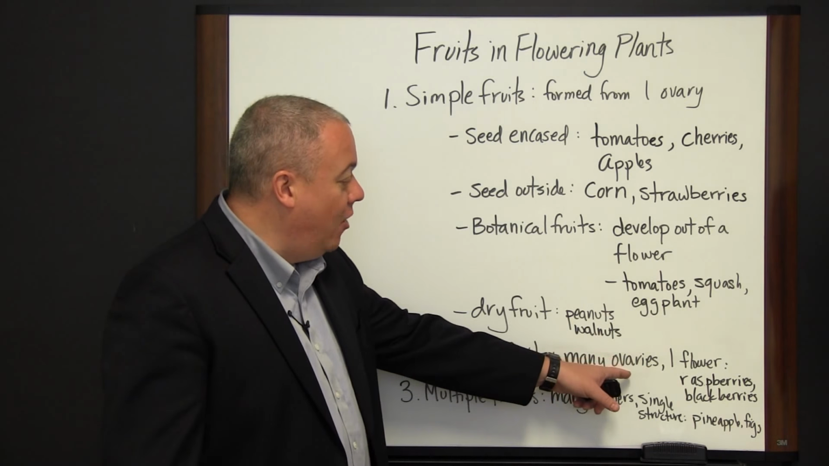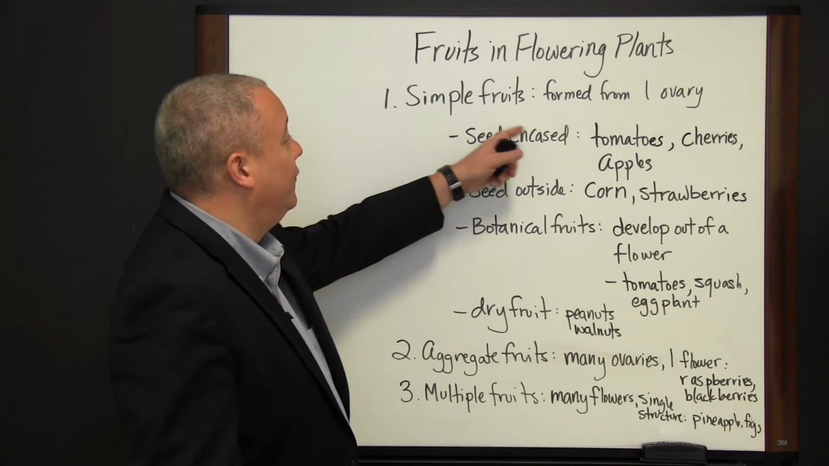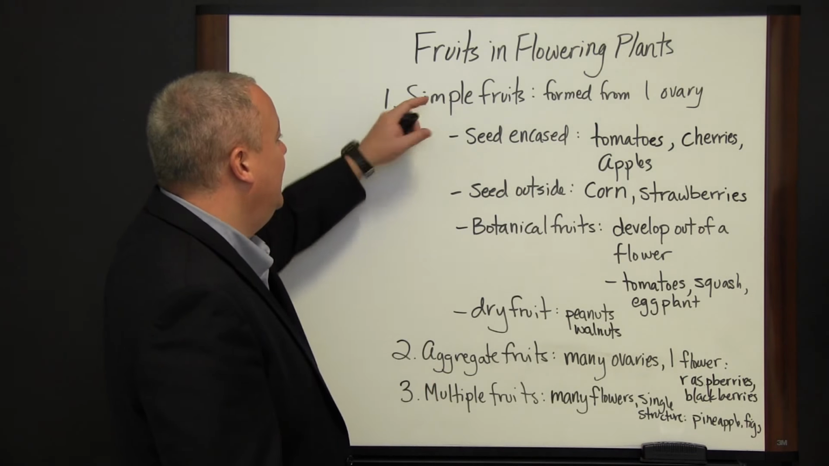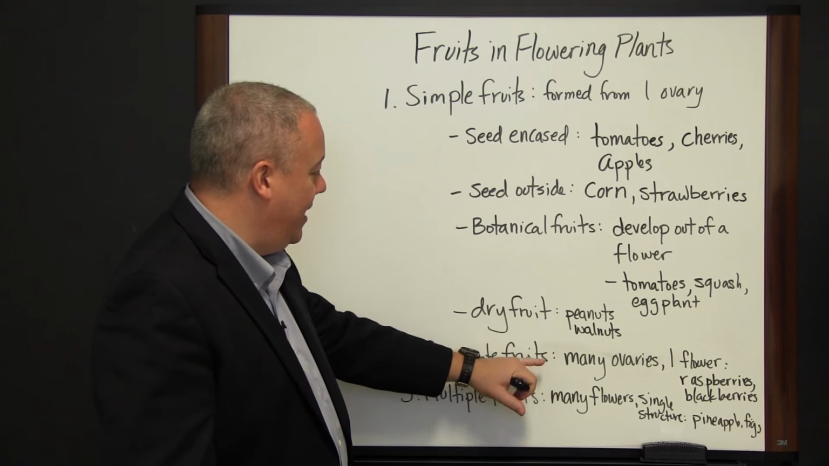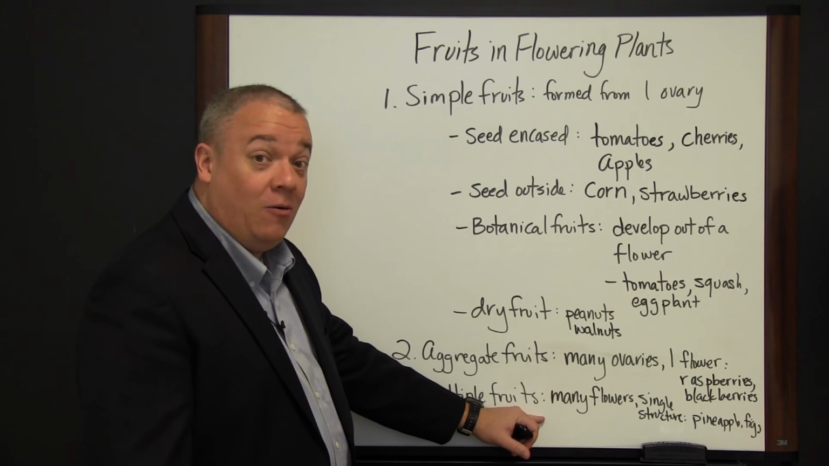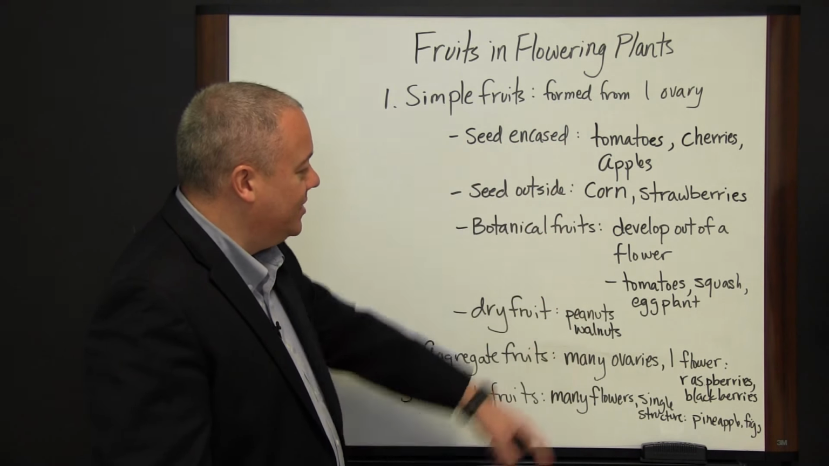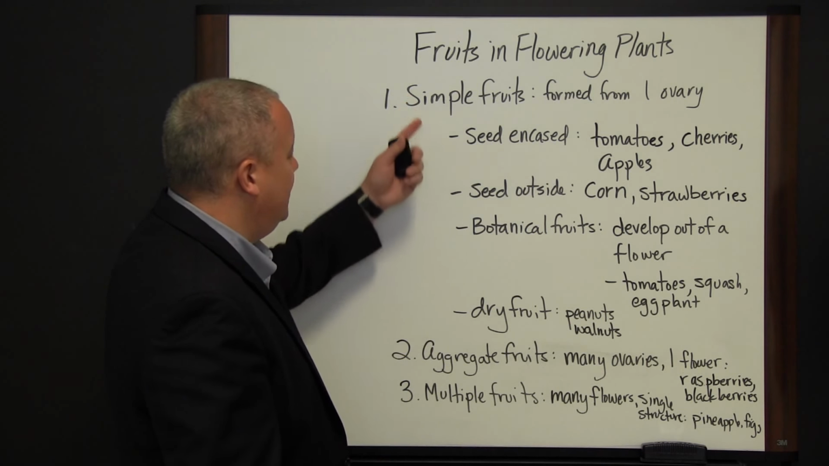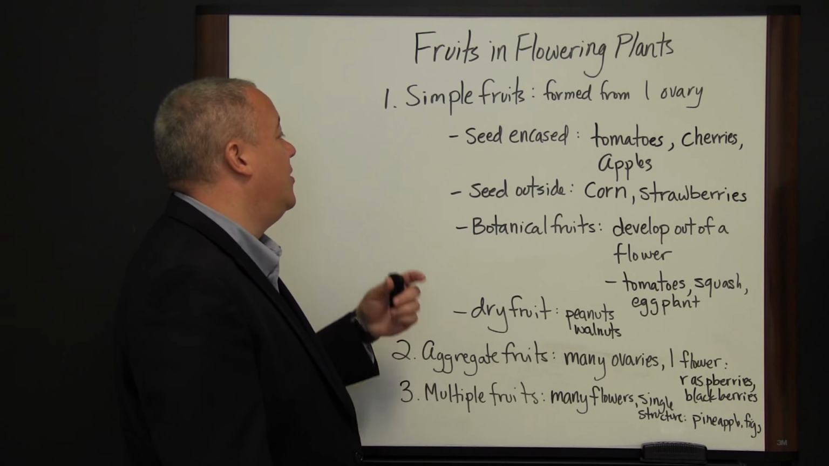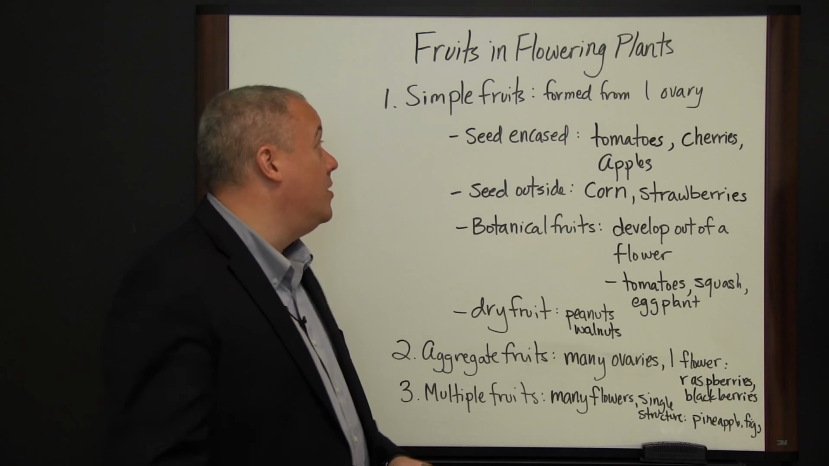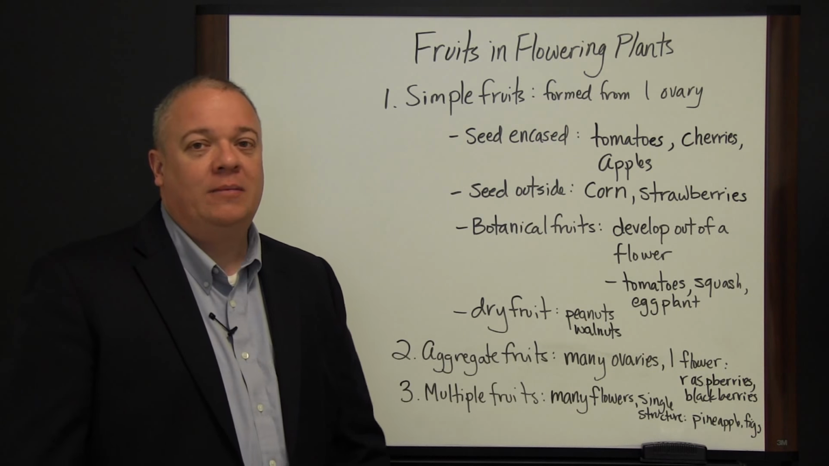Aggregate fruits, many ovaries, one flower. Simple fruits, one ovary. So start here, one ovary, many ovaries, many flowers. We've listed some examples of each one of those, and this is a good classification system for keeping in mind the various forms of fruits in flowering plants.